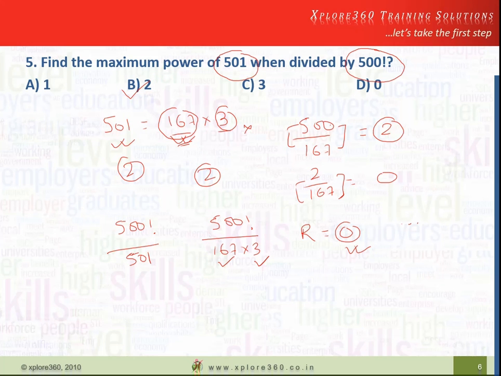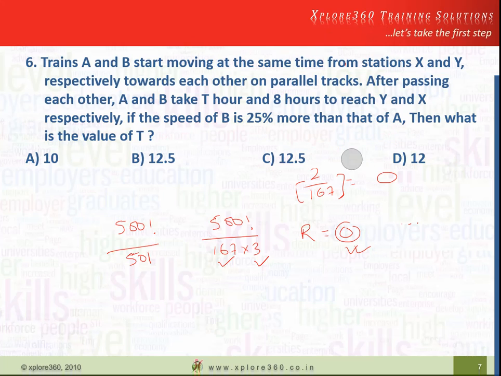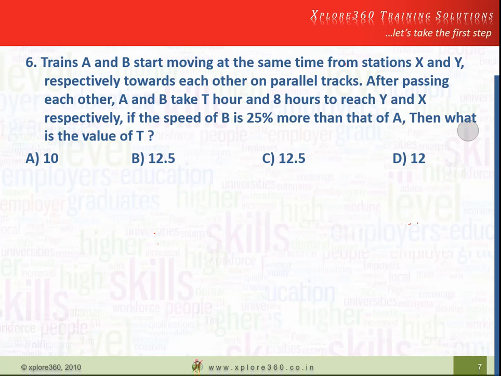So moving to the next one, just go through the question. Once again a very good question. I think this is also from the sample paper of TCS NQT. Here the question is that two trains are moving at the same time from stations X and Y. So here is X and here is Y, and A is moving from here and B is moving from this direction towards each other.